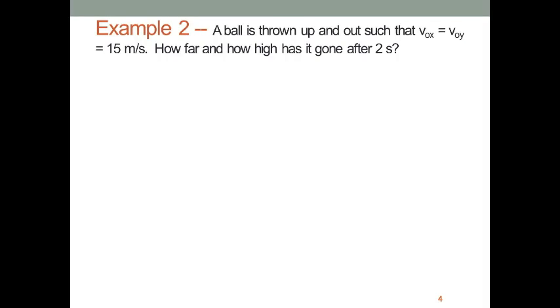Here is example 2 for 2D motion. We have a ball that is thrown up and out such that v naught x and v naught y is 15 meters per second. It wants to know how far and how high has it gone after 2 seconds.